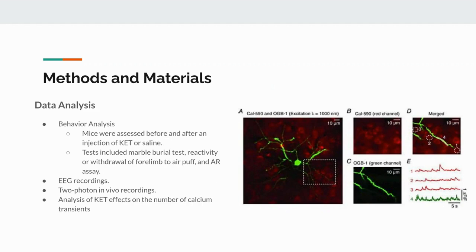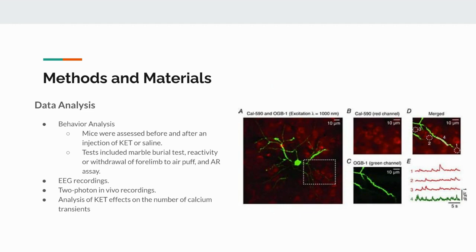Data was analyzed using several methods, the first being a behavioral analysis. Mice were assessed before and after an injection of ketamine or saline. They did several tests, including a marble burial test, where they saw how many marbles they could bury in 30 minutes. There was also a reactivity or limb withdrawal test to a puff of air, and an adhesive removal assay, where adhesive was placed on the snout of the mice, and the mice were given 150 seconds to remove it.